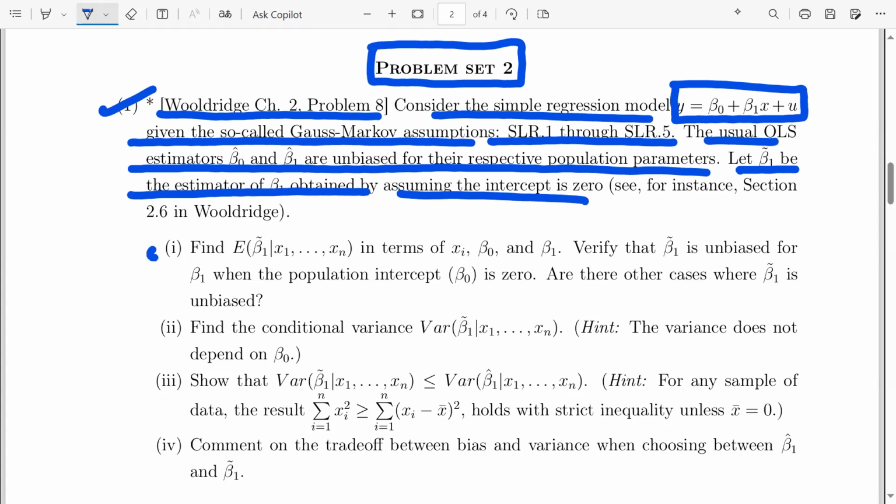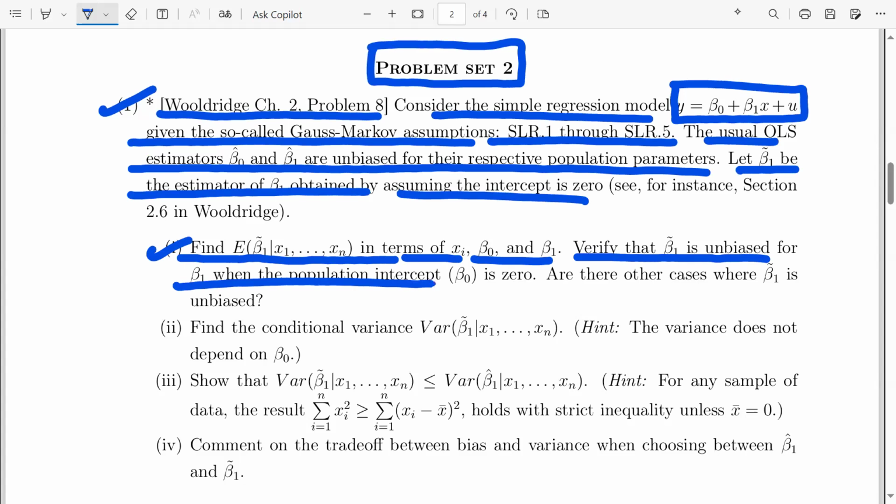So part 1 asks us: find the expected value of beta 1 tilde conditional on x1 to xn in terms of the xi's, beta naught and beta 1. Verify that beta 1 tilde is unbiased for beta 1 when the population intercept beta naught is 0. Are there any other cases where beta 1 tilde is unbiased? So let's first work out what beta 1 tilde will be, then show whether it's unbiased and what other possible cases exist where it can be unbiased. Let me quickly come to the whiteboard to solve this problem.